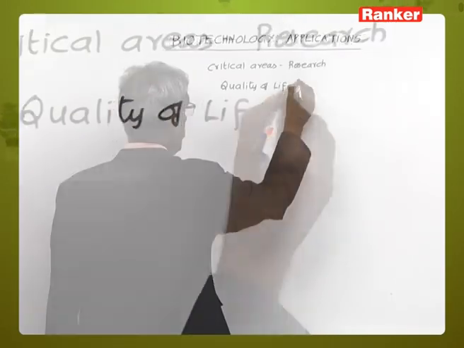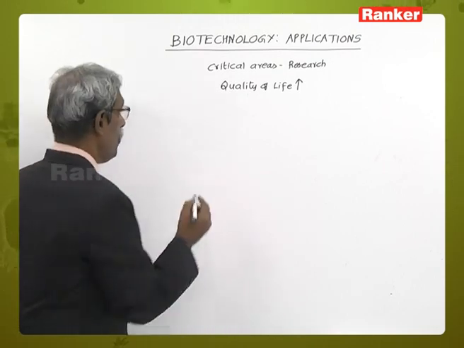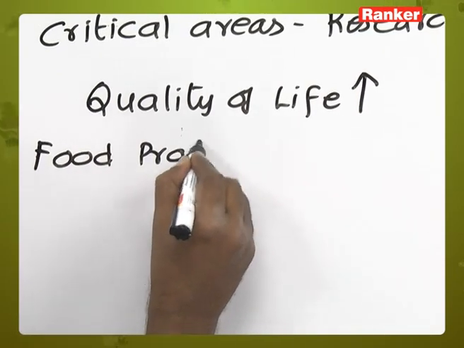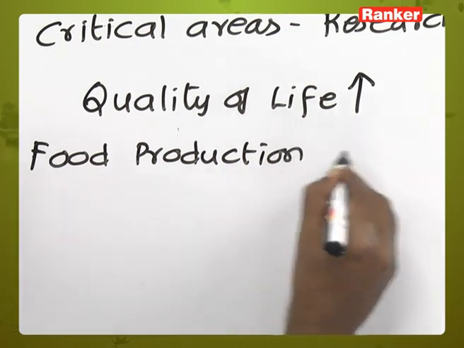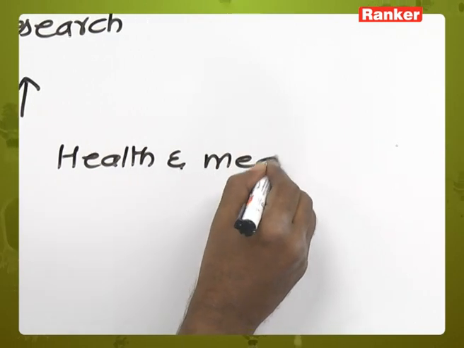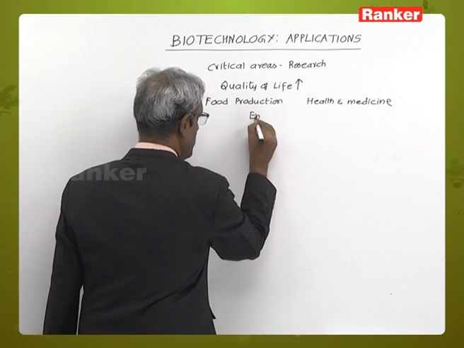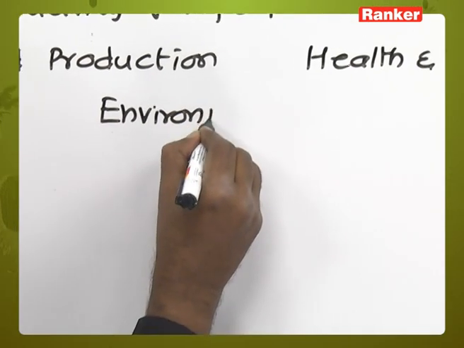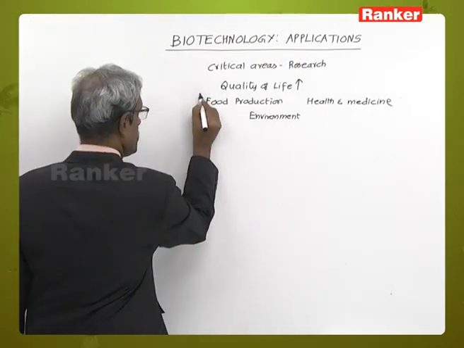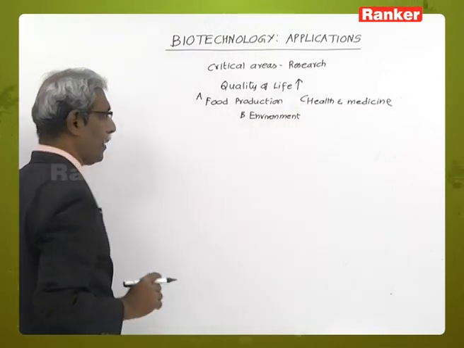if ever we want to improve the quality of life, we need to look at two important issues. One is with relation to food production, and the other relates to health and medicine, and the third one relates to environment. So, these three are the major applications of biotechnology: health, medicine, environment and food production.